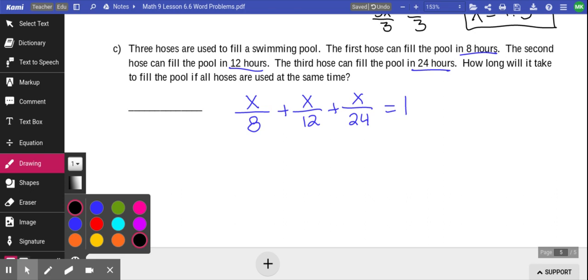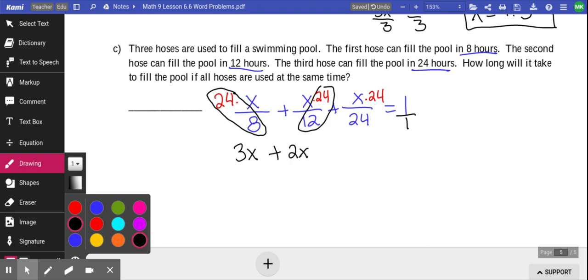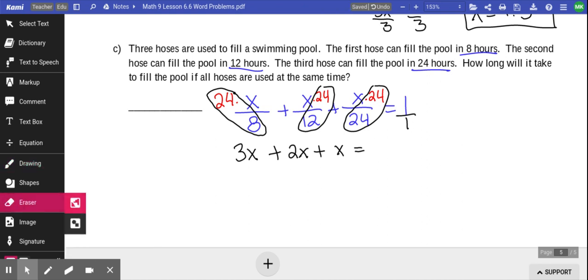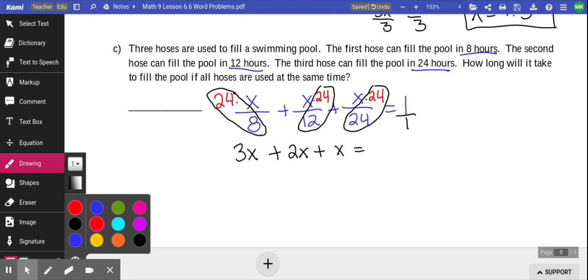To get rid of those denominators, I have to find a number that they can all divide into. All those denominators can divide into 24. So I'm going to multiply all by 24. If I do that, I can focus in on the numerator and denominator. So 24 divided by 8 is 3x, plus 24 divided by 12 is 2x, plus 24 divided by 24 is just x. And that equals, oh, I almost made the biggest mistake. I forgot to multiply this 1 by 24. Equals 24.